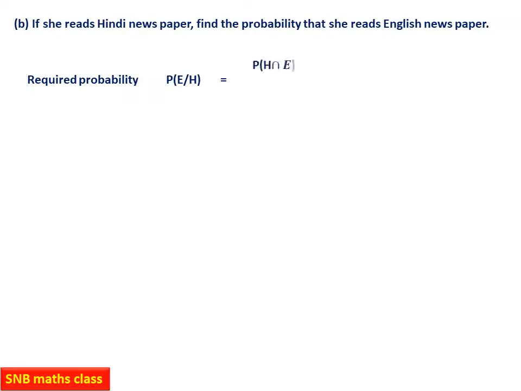And what is the formula? Probability E given H is probability E intersection H divided by probability H. Now substitute 20 by 100, that is the probability of H intersection E, divided by probability H, which is 60 by 100. So simplify. 100 cancels. 20 by 60 will be 1 by 3. So this is the answer.